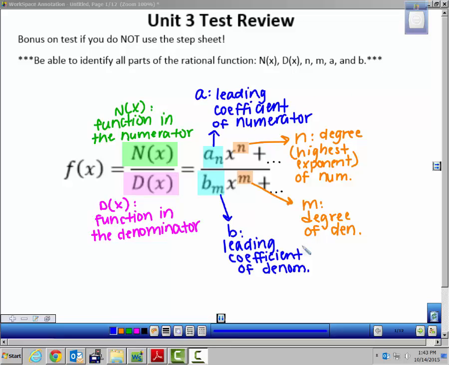Make sure you're able to identify all of these in different rational functions: the numerator, denominator, leading coefficient, and degree of the numerator and denominator.